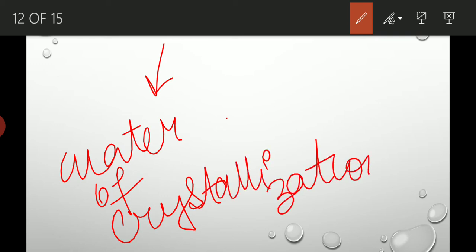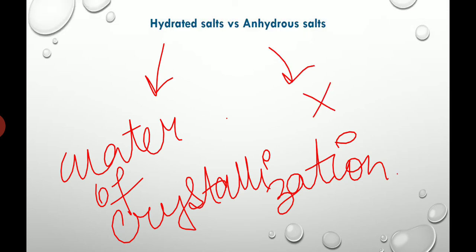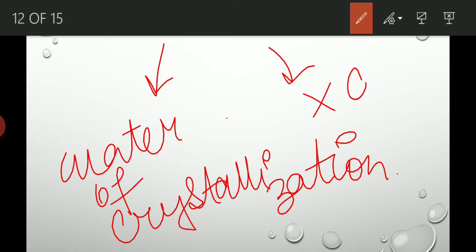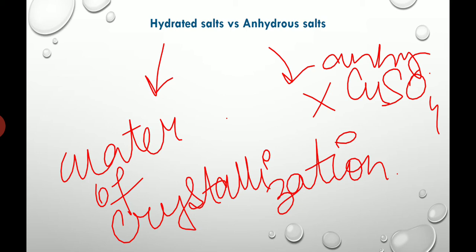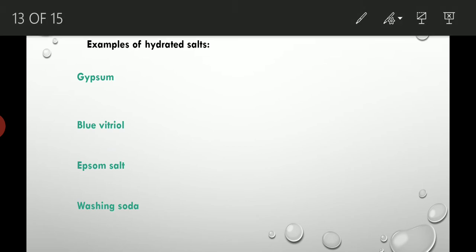Now, anhydrous salts are those salts which do not contain water of crystallization, but hydrated salts contain a definite number of water molecules as water of crystallization. An example of anhydrous salts is copper sulfate, anhydrous copper sulfate. We will write the word anhydrous in front of copper sulfate, so as to depict that this particular copper sulfate doesn't contain any water of crystallization. Clear?